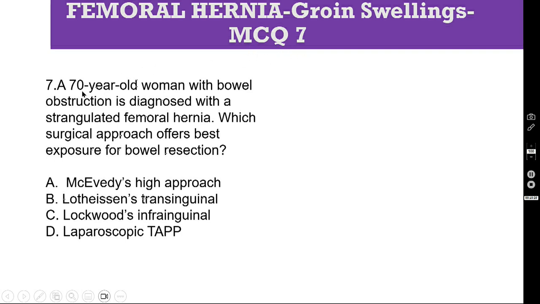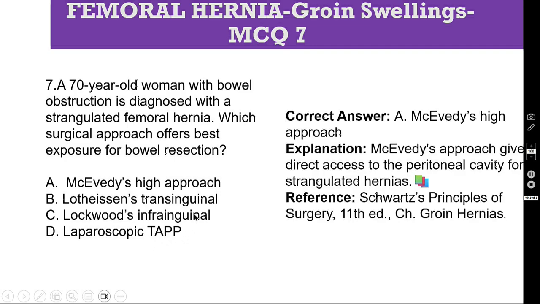Coming to MCQ 7. A 70-year-old woman with bowel obstruction is diagnosed with a strangulated femoral hernia. Which surgical approach offers best exposure for bowel resection? A. McEvedy's high approach. B. Lotheissen's transinguinal approach. C. Lockwood's infrainguinal approach. And D. Laparoscopic transabdominal preperitoneal approach. The correct answer is A.